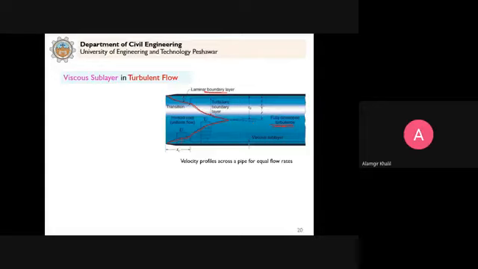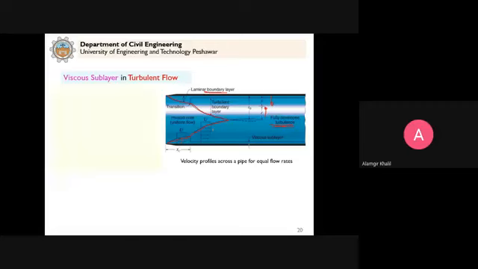So the same concept we apply. This R naught is the radius, R is the distance which is measured from the center of the pipe towards the wall of the pipe, and Y is the distance which is measured from the pipe wall towards the center of the pipe. The same concept we are using here as we used in case of laminar flow. Now we are using it for turbulent flow.